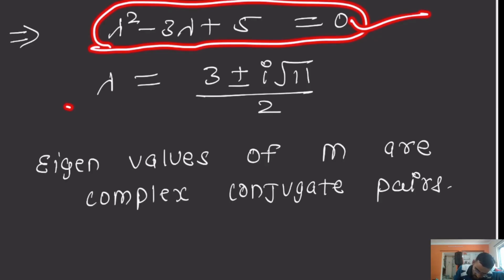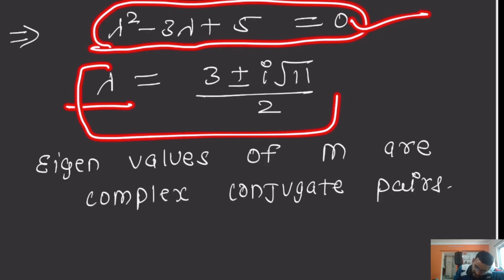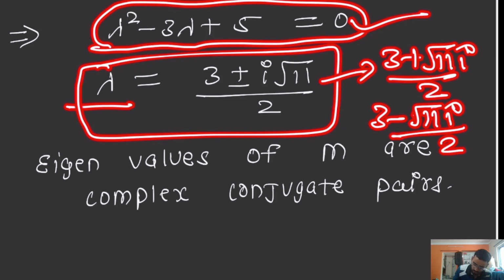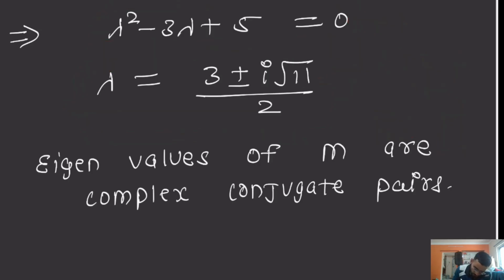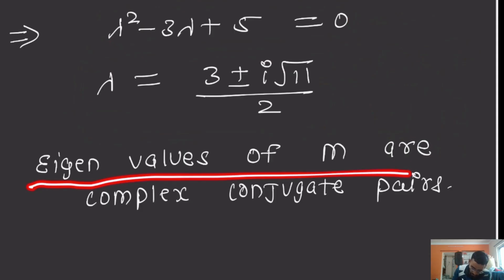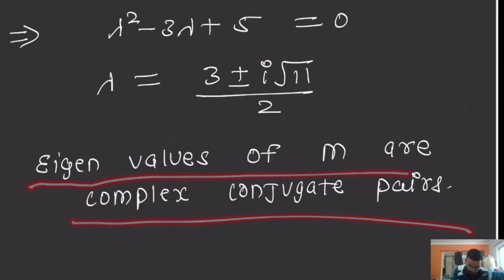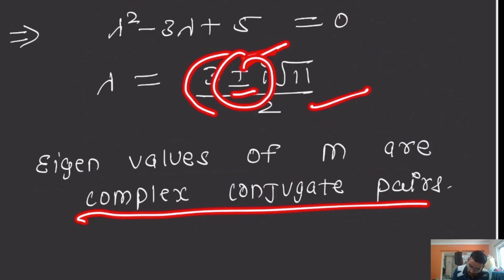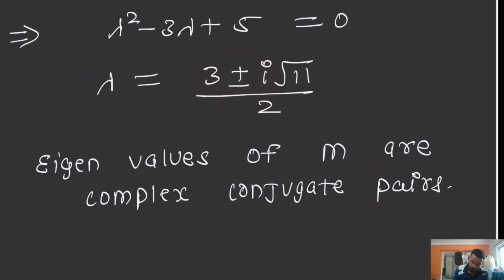And by solving this, we get the eigenvalues of matrix M as (3 plus root 11 i) by 2 and (3 minus root 11 i) by 2. Okay, so which means the eigenvalues of M are complex conjugate pairs, because if plus exists, then minus also exists. Which means the eigenvalues are complex conjugate pairs.